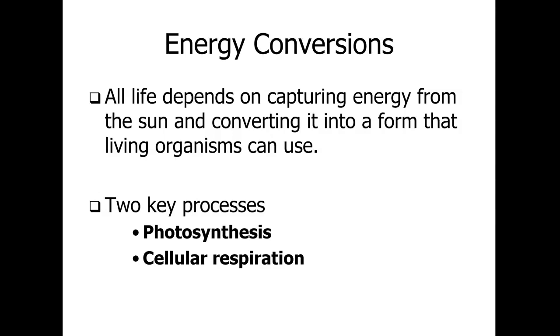So all life is going to depend on capturing energy from the sun and then converting it into a form that it can use. So there's going to be two key processes that can do this. Photosynthesis can capture sunlight energy, convert it over into a chemical energy that the cells can use, and then the cell is going to take that chemical energy, break it apart, and convert it over to a form that it can use. And that's going to be done through a process known as cellular respiration.